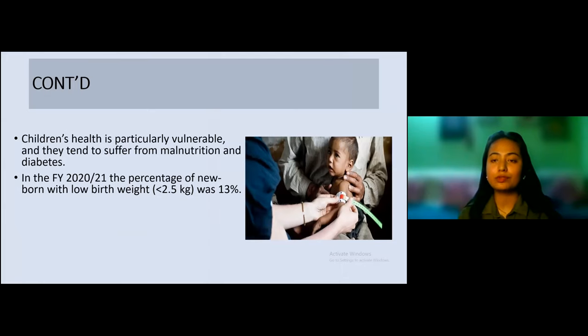Child health is particularly vulnerable because, as I already said before, they belong to one of the vulnerable populations. So they tend to suffer from malnutrition and diabetes easily. And one of the reasons for that is also the mother's health. And in the fiscal year, again with the data, the percentage of newborns with low birth weight, which is below the standard weight of 2.5 kg, was 13%.